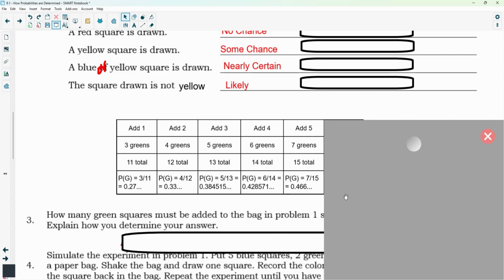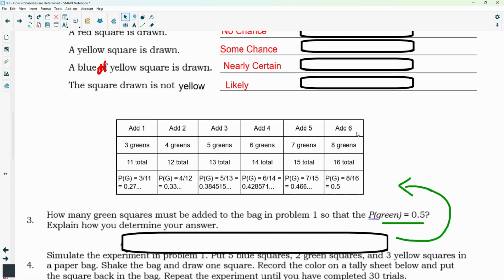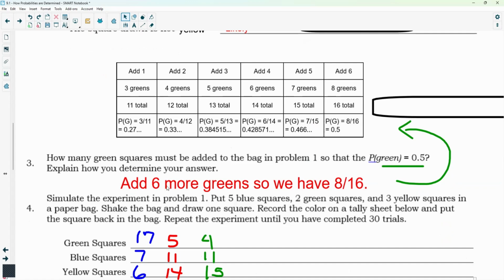And we don't want to round, we want to have exactly 1/2. And then you see that when you add 6 additional to the bag, you will have a total of 8 greens and a total of 16 squares, and 8 over 16 is 0.5. So you see that you need to add 6 more greens so you have a probability of 1/2.